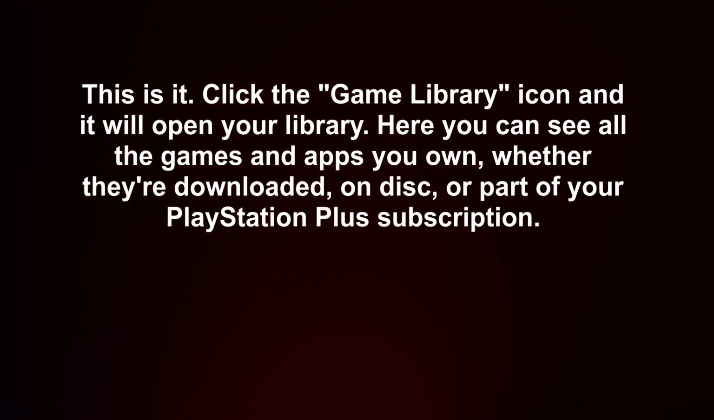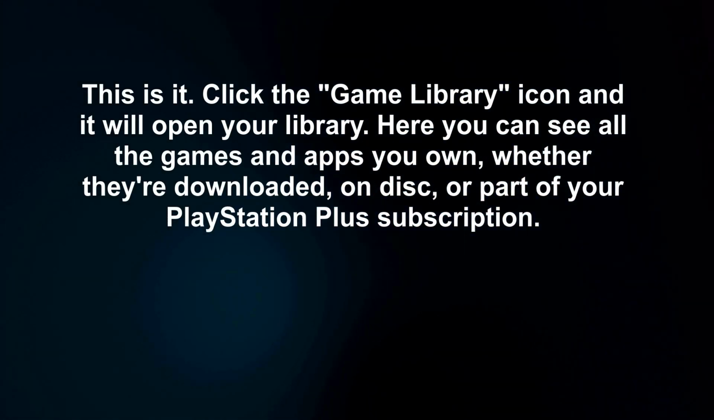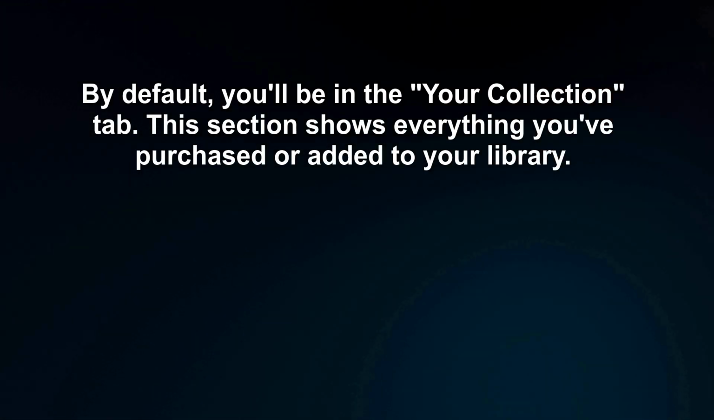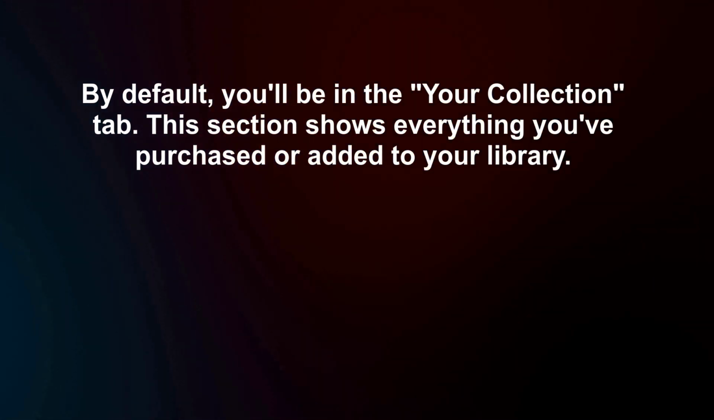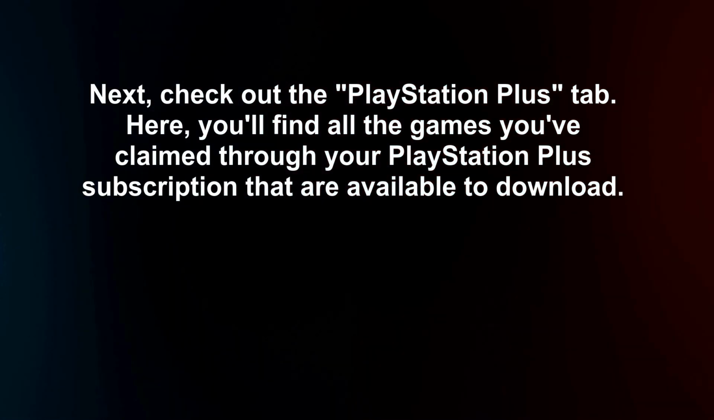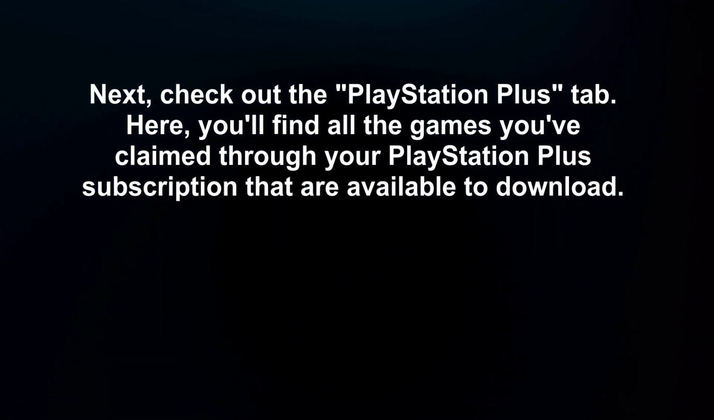Here you can see all the games and apps you own, whether they're downloaded, on disk, or part of your PlayStation Plus subscription. By default, you'll be in the Your Collection tab. This section shows everything you've purchased or added to your library. Next, check out the PlayStation Plus tab. Here, you'll find all the games you've claimed through your PlayStation Plus subscription that are available to download.